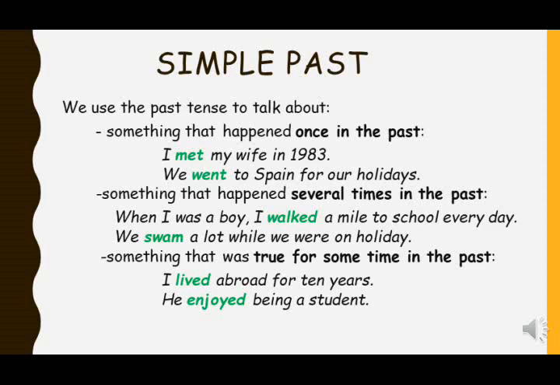Also, something that happened several times in the past. For example, when I was a boy, I walked a mile to school every day. It's just an example. Also, there is another use of simple past tense. We use it for something that was true for some time in the past. For example, I lived in Paris for 7 years, or I went to my grandpa's house many times.